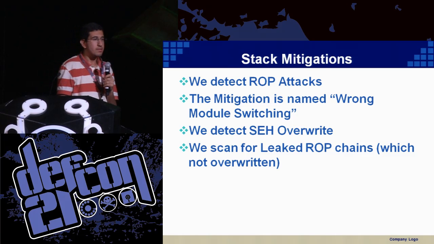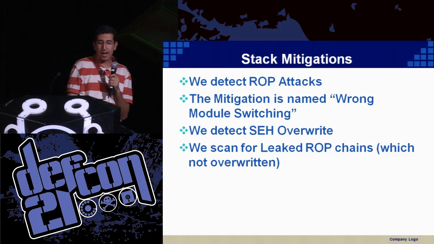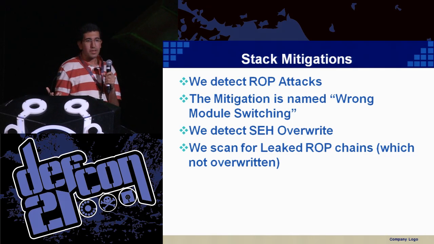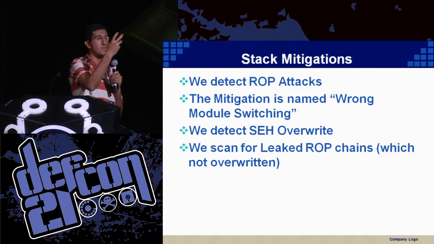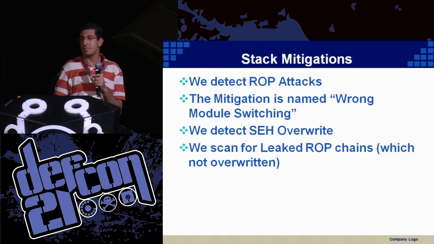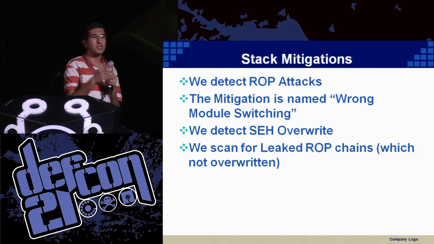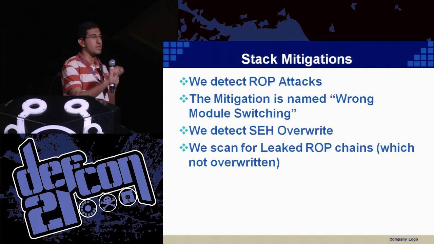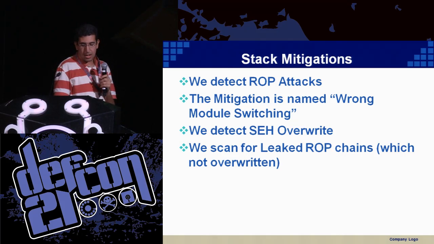Okay, for the stack mitigations, we detect what we call wrong module switching, where there is a return to a Windows API. The Windows functions, or Windows APIs, are functions created by Windows to do some stuff like creating a new process. We check if there is a call to it or if it's a return to this call. If there is a return to this API, it seems to be return-oriented programming, or it seems an attack.